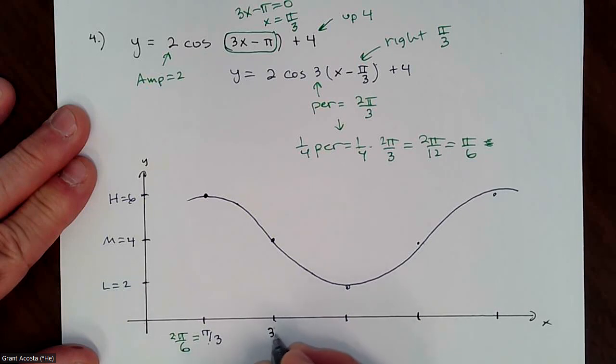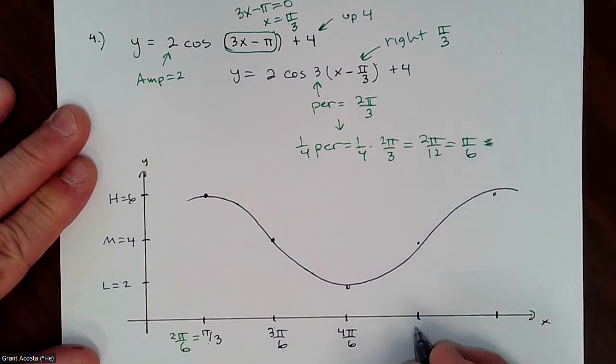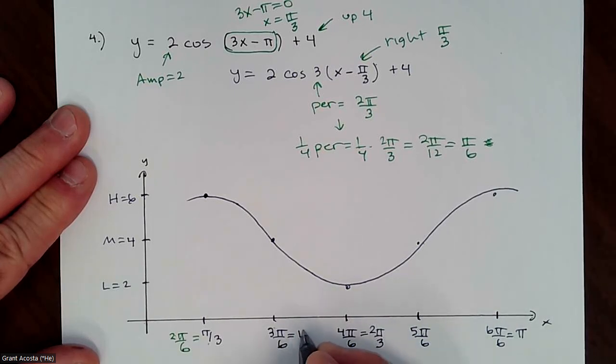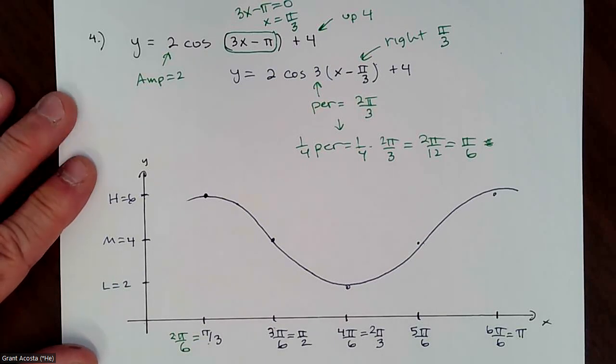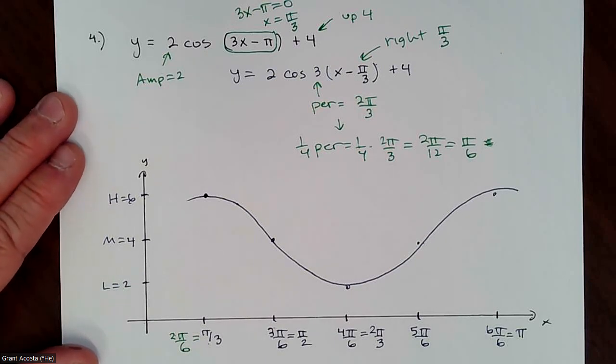This first point is going to be 3 pi over 6. We can reduce that later. 4 pi over 6. I'm just adding pi over 6. 5 pi over 6. And finally 6 pi over 6, which is of course pi. This is 2 pi over 3. And this reduces to pi over 2. We've got all our points.